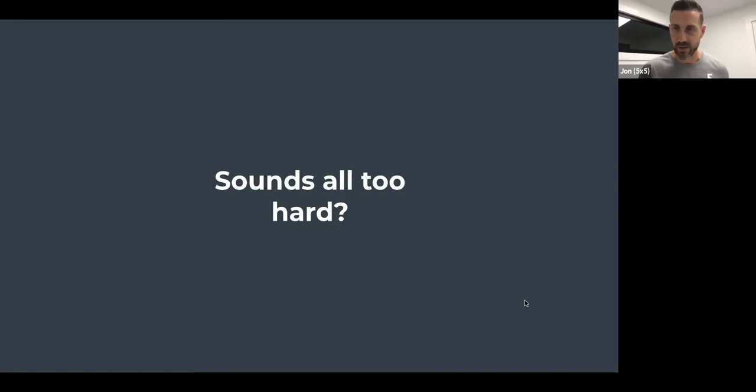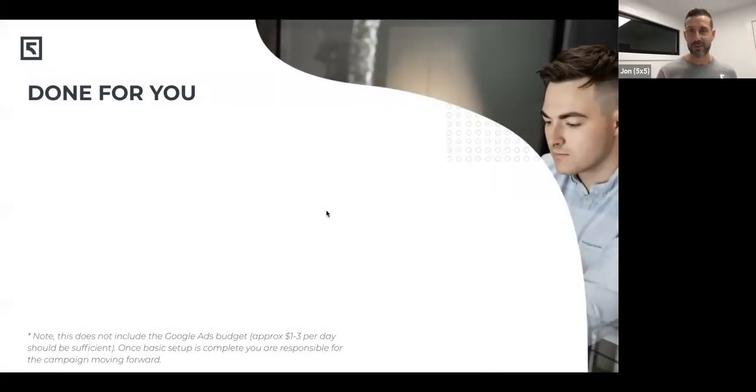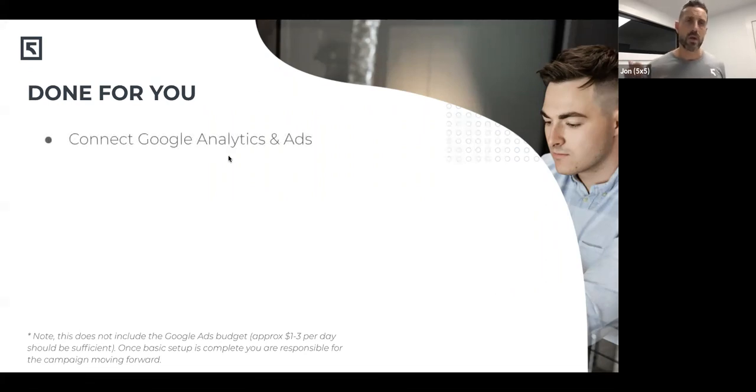Evelyn asked, does 5x5 offer this as a service? So if it all sounds too hard, probably the tricky part of this is just the moving parts from the Google ecosystem, and then obviously from a general design perspective, putting together the right formats and all that. So we have a done for you service.